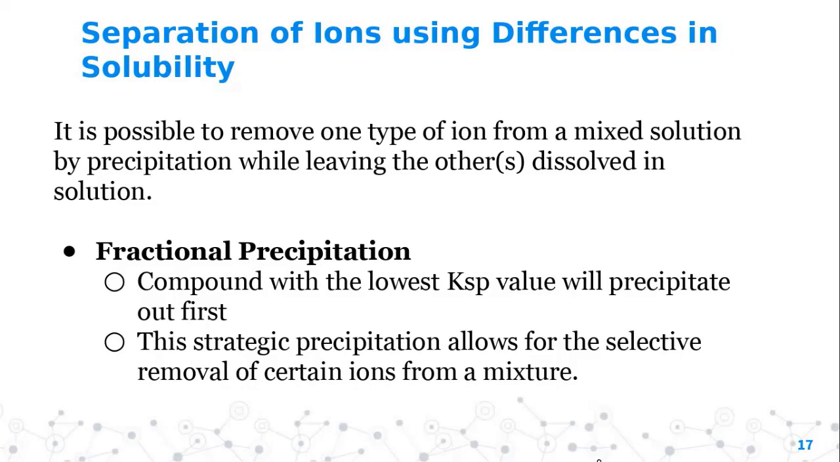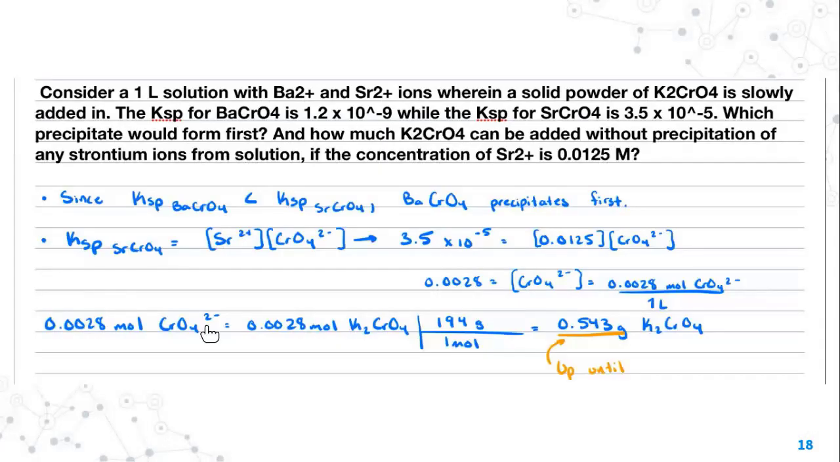All right, so let's take a look at an example I have. I have a 1 liter solution with barium 2 plus and strontium 2 plus ions, and you're slowly adding in solid powder of K2CrO4, potassium chromate. The KSP for barium chromate is 1.2 times 10 to the negative 9, and the KSP for strontium chromate is 3.5 times 10 to the negative 5. So which one precipitates out first? And then how much potassium chromate can you add in without precipitation of any strontium?